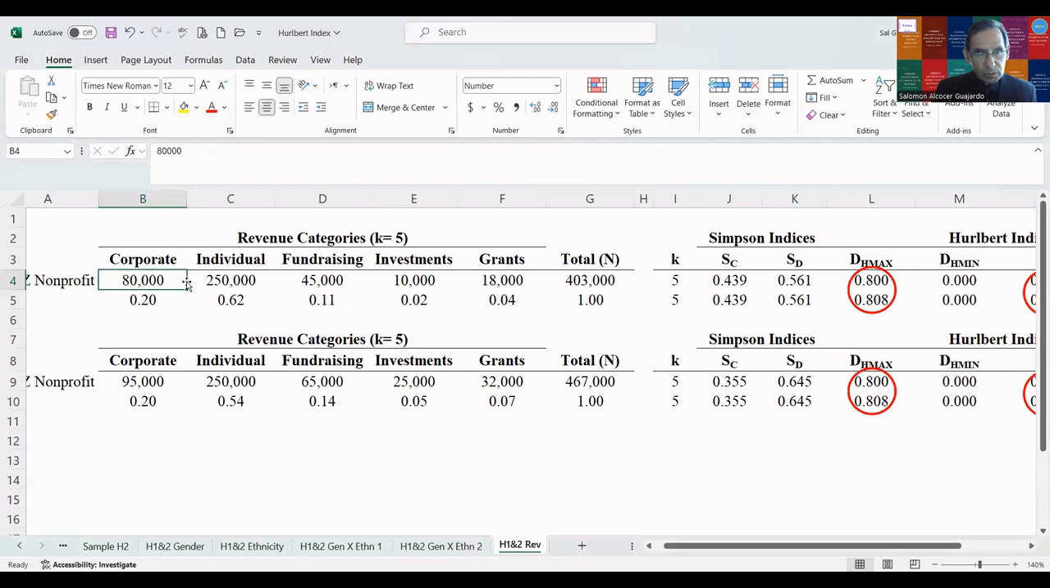I have $80,000 in corporate donations, $150,000 in individual donations, $45,000 in fundraising revenue, $10,000 in investments, $18,000 in grant revenue, for a total of $403,000. If I get the percentage of corporate donations, that's 20% of the total. Individual donations represent 62% of the total. Fundraising 11%, investments 2%, grants 4%. There are 5 revenue sources.